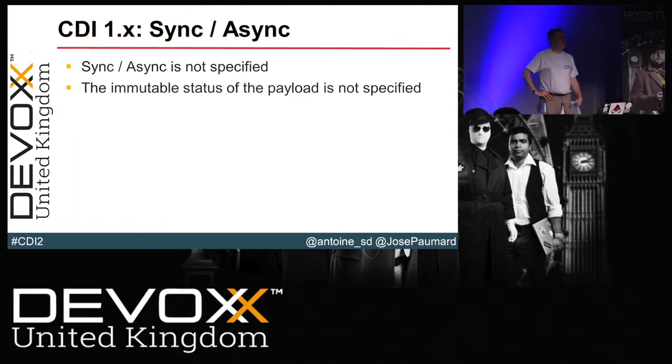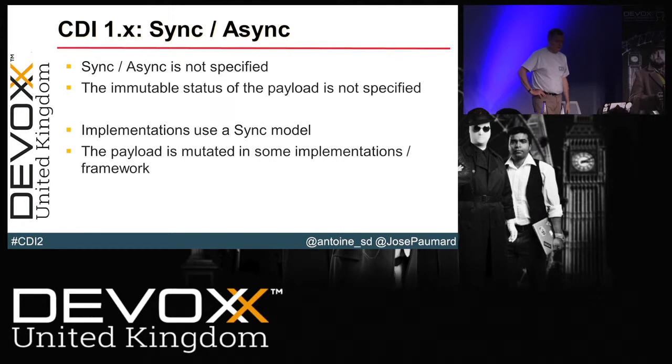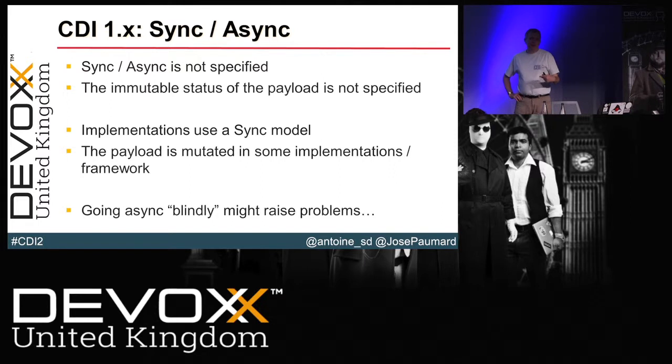All right, so what does it mean to go asynchronous? You have to take into account that the synchronous or asynchronous nature of this way of firing and observing events is not explicitly specified in the CDI 1 spec, nor is the immutable status of the event payload. So you can have, and people did that, a mutable payload, which is, of course, something to take into account. The existing implementations of CDI use a synchronous model, and people have been using mutable payloads in some implementations and some frameworks. So, of course, if we want to build a backward compatible specification, and of course we want to do that, we need to take that into account. If we go asynchronous blindly, we'll be in trouble. It will not work, in fact.